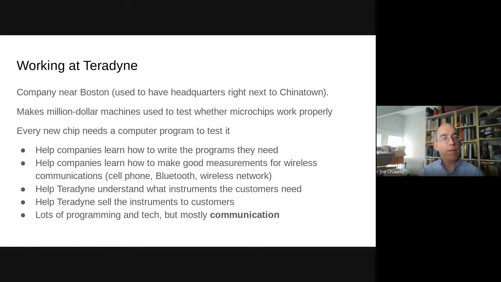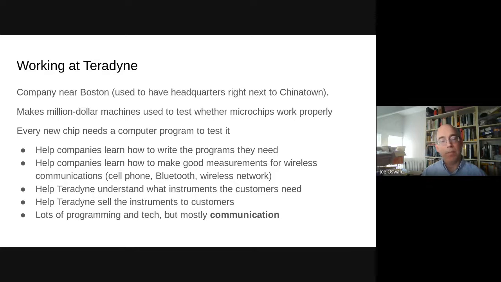And you need a program to tell the machine what the chip should do. And so my job was to help companies learn how to write the programs they need to use these machines, help these companies learn how to make very good measurements for wireless communications.